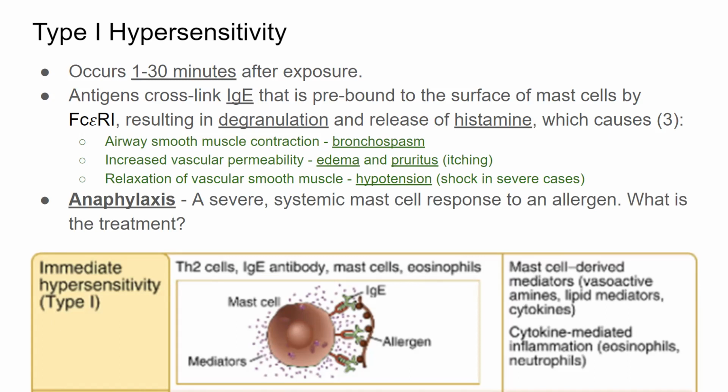So what do we give people with anaphylaxis? EpiPen, right? Epinephrine. Epinephrine combats all three of these. It causes bronchodilation. It also causes hypertension. It constricts your vessels, and so it helps restore fluid balance. So EpiPen is the treatment.